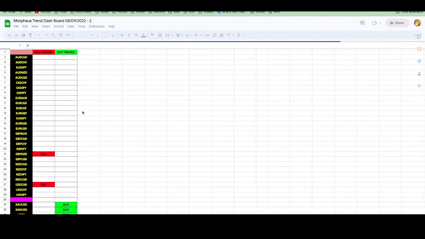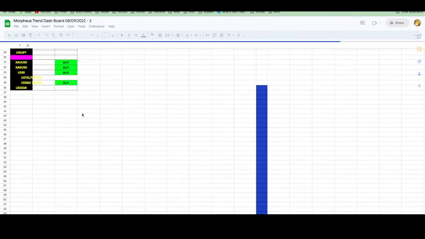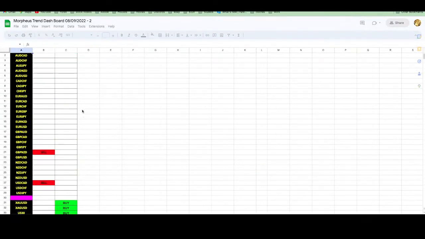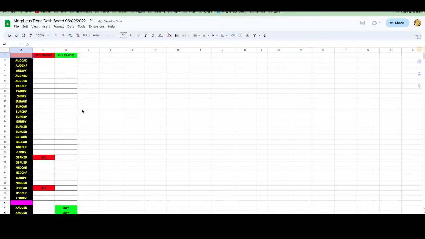So over here, this is the Morpheus trend dashboard. It's loading up. I swear this is the wrong page. Yeah, this is the wrong page. It's not supposed to be loading this one.